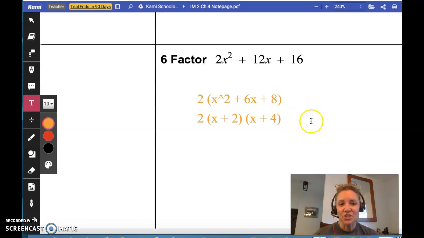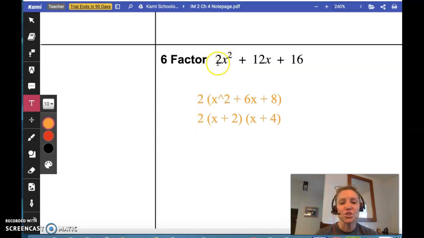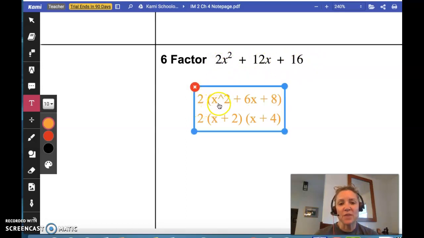All right. Question number 6, we have 2x squared plus 12x plus 16. I definitely see a greatest common factor because these are all even, right? And the leading coefficient is a 2. So whatever your leading coefficient is, always check and see if that's a factor of all 3 terms. And it definitely is. So you're going to pull out the 2. That leaves you with x squared plus 6x plus 8. 8 is not a perfect square, so I'm going to use easy factoring.